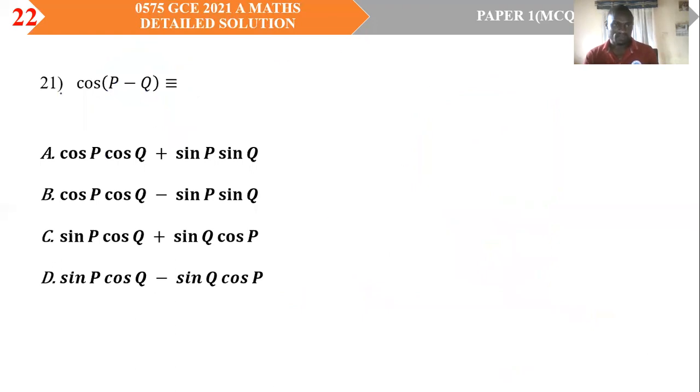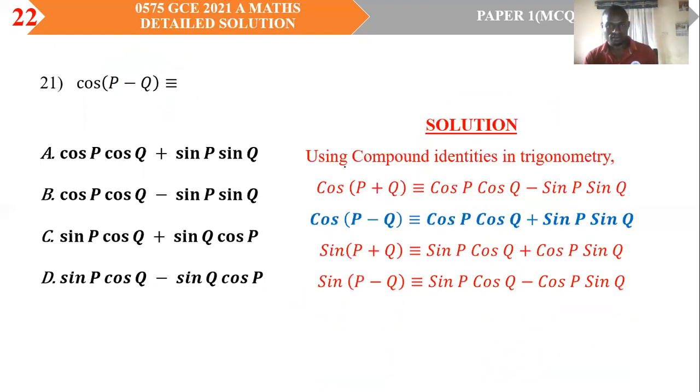Question 21. Cos P minus Q is identical to... these are compound angle identities in trigonometry. So using the compound angle identity, we know that cos P plus Q is identical to cos P cos Q minus sin P sin Q. Cos P minus Q is identical to cos P cos Q plus sin P sin Q. Now, looking at the question, we're asked to expand cos P minus Q, which means that this is our result. Answer A.